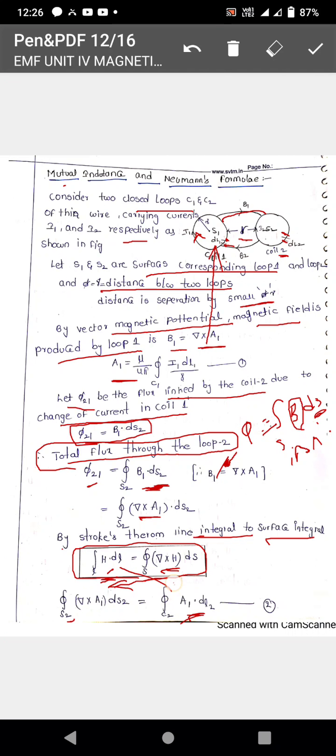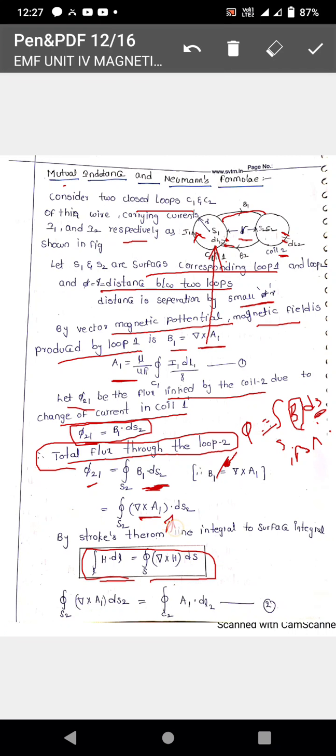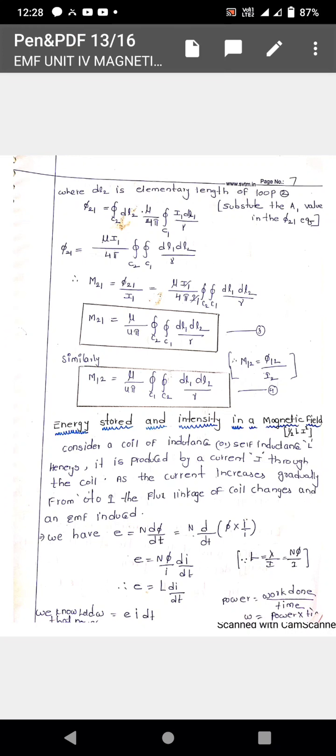The line integral over C2 of A1 dot dl2 can be converted into a surface integral by using Stokes theorem. What is Stokes theorem? The line integral of H dot dl equals the surface integral of del cross H dS. That is, the closed line integral over C2 of A1 dot dl2 equals the surface integral over S2 of del cross A1 dS2, where dl2 is the elementary length of loop 2.